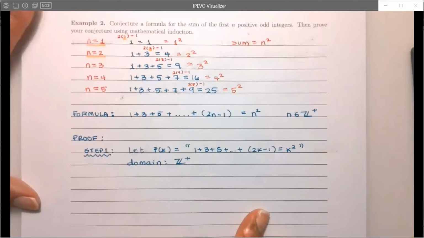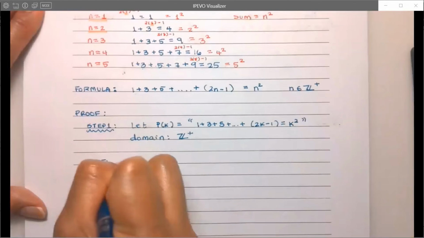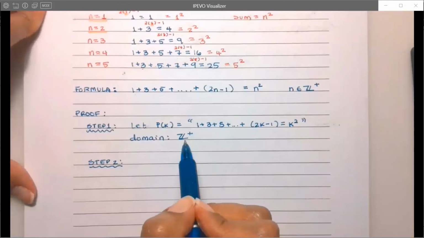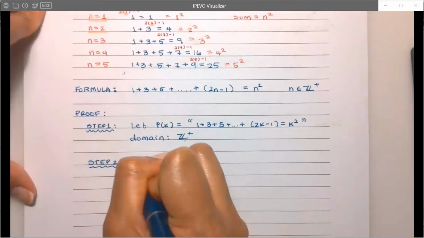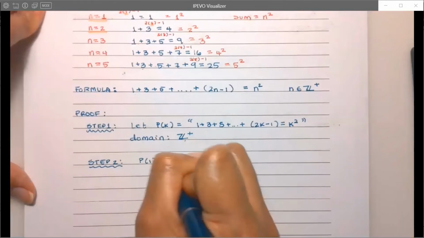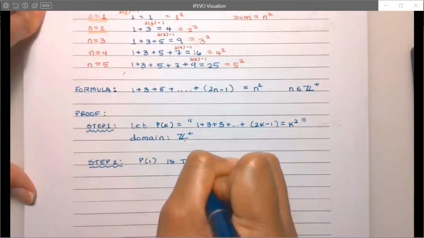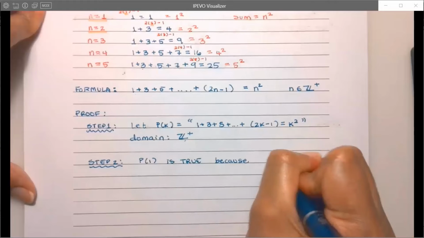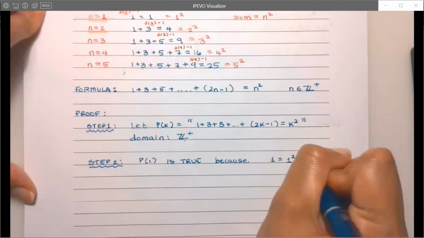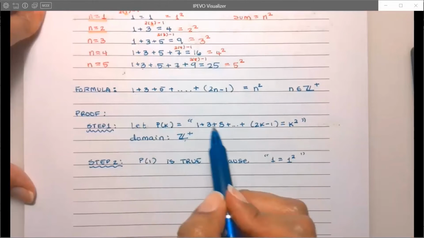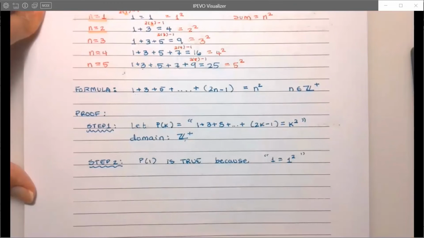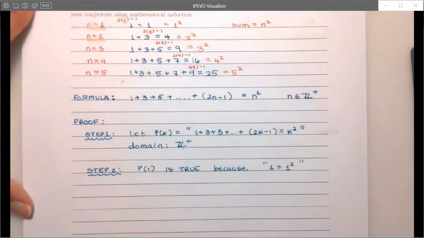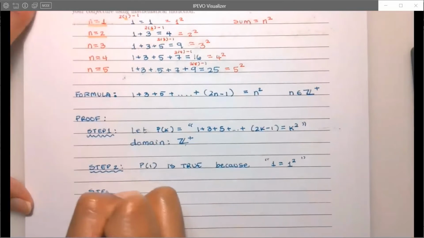Then we want to prove our basis step, which means we want to prove the statement for the smallest possible element in the domain, which would be a 1. Okay, so P of 1 is true because, well, 1 is equal to 1 squared, right? That's what P of 1 would be stating. It would be stating that 1 is equal to 1 squared, kind of like what we had over here. Okay, so that's true. Then we move on into our inductive step.